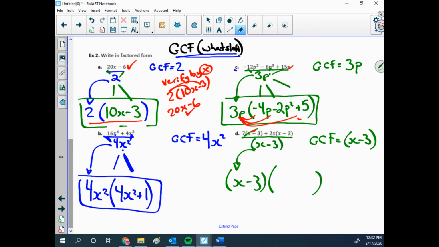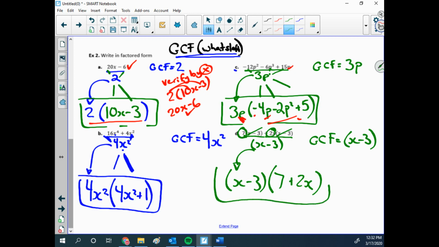What I would be left with here is a 7 from here, because this is gone and cancels out with this, so I'm left with a plus 2x, once I've divided each term by that x minus 3.